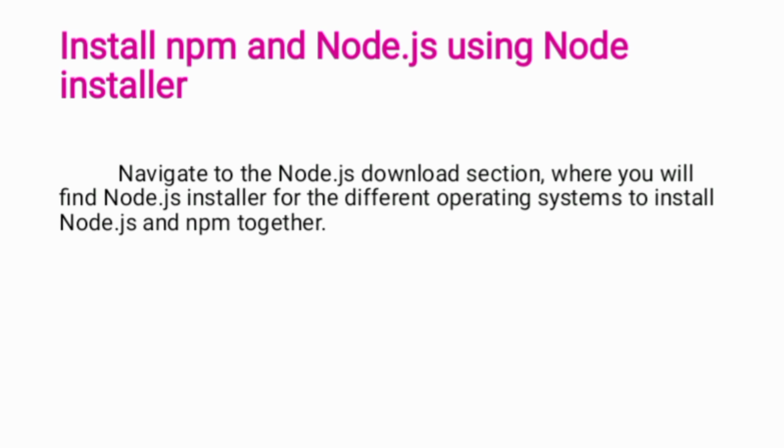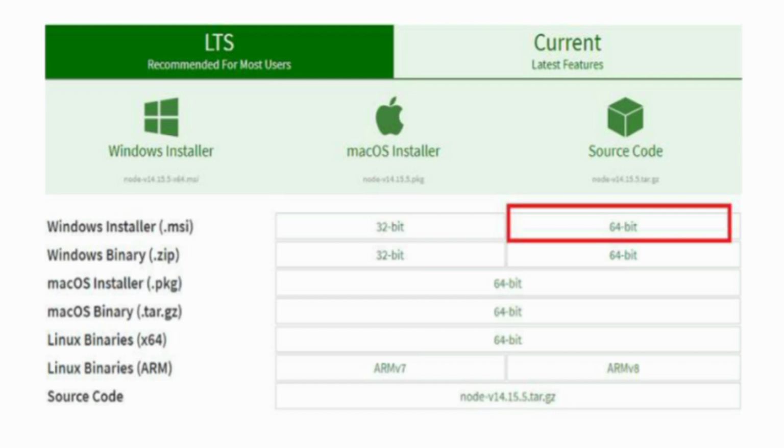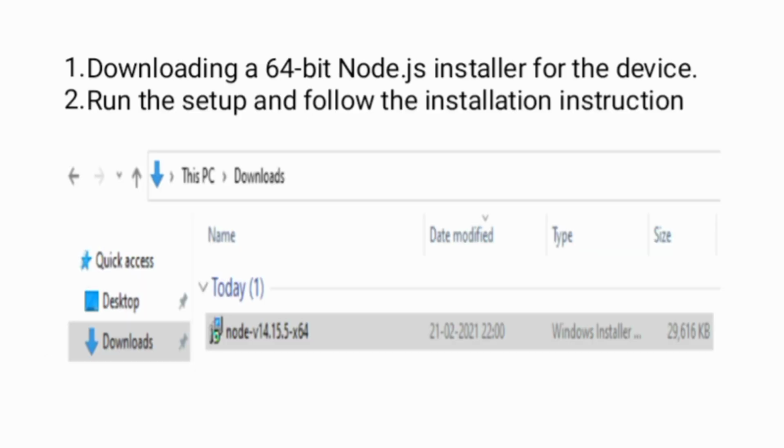Navigate to the Node.js download section, where you will find the Node.js installer for different operating systems, to install Node.js and NPM together. Depending on your computer's operating system and its bits, download any supported Node.js installer. Here I have Windows with a 64-bit operating system and am downloading a 64-bit Node.js installer for the device. After downloading, run the setup and follow the installation instructions as shown on the screen.